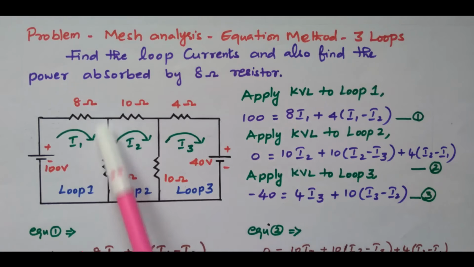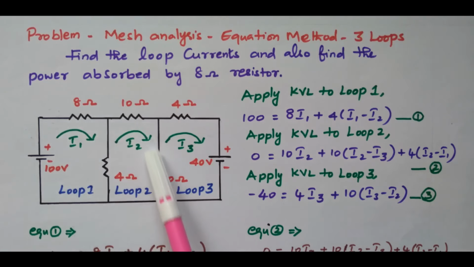What about this 4 ohm? So in the closed loop, what do we have? This 100 voltage, 8 ohm and 4 ohm. This 4 ohm, what are the currents flowing? See, there are 2 currents flowing through the 4 ohm, because it is connected common between loop 1 and loop 2. See, this I1 current is flowing and also I2 current is flowing.